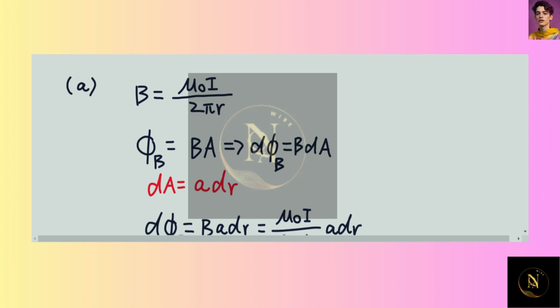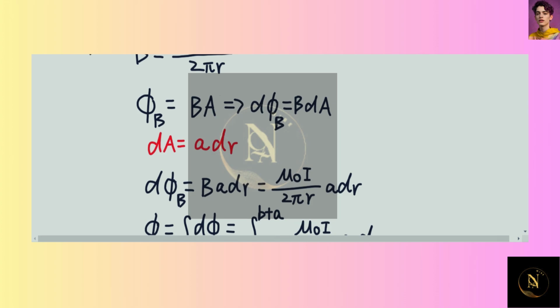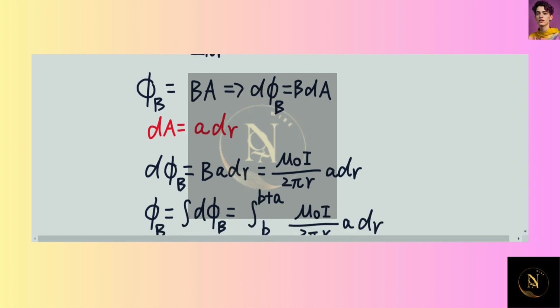Okay, so we know the magnetic field is equal to mu0 I over 2 pi r. So therefore, the magnetic flux is equal to the magnetic field times the area. Therefore, we have the derivative of the magnetic flux is equal to B dA. So we know that dA is equal to A dr, and dr is the element of the area. So d phi b is equal to B A dr, which is equal to mu0 I over 2 pi r times A dr.